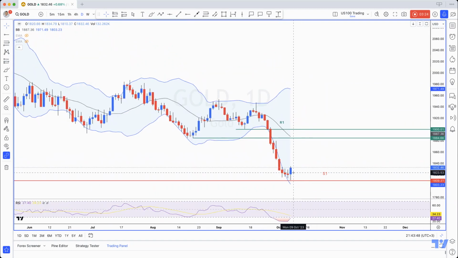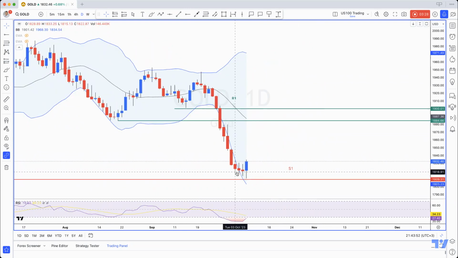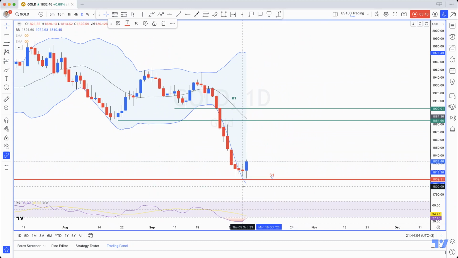But what is a strong signal in this market here? It's been 2 days with inside candles, and yesterday on Friday, a strong bullish engulfing with a bullish close right at the support, also at the lower Bollinger Band. RSI is oversold, and that indicates bullish pressure may arise.